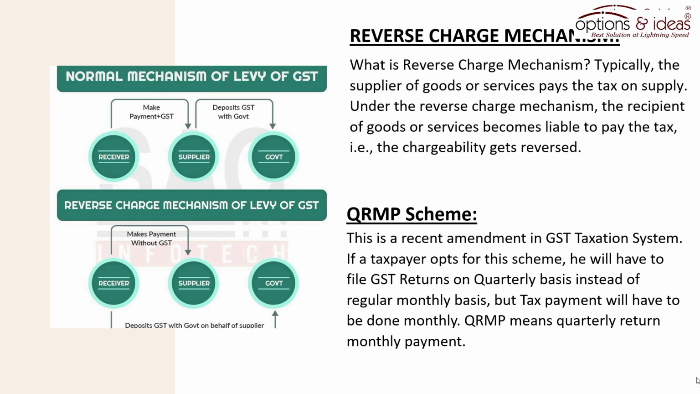QRMP scheme. This is a recent amendment in the GST taxation system. If a taxpayer opts for this scheme, he will have to file GST returns on a quarterly basis instead of the regular monthly basis, but tax payment will have to be done monthly. QRMP means quarterly return monthly payment.